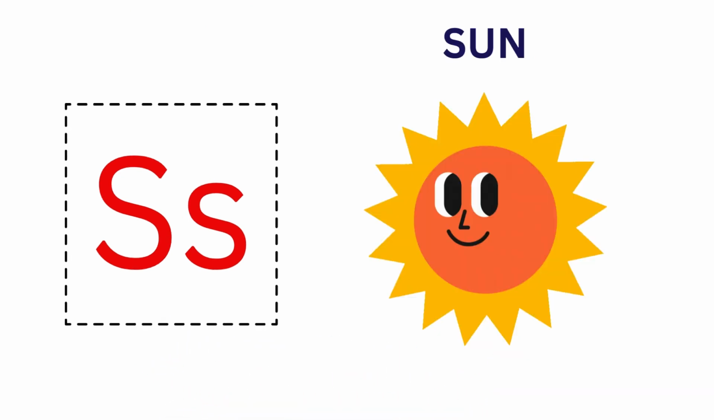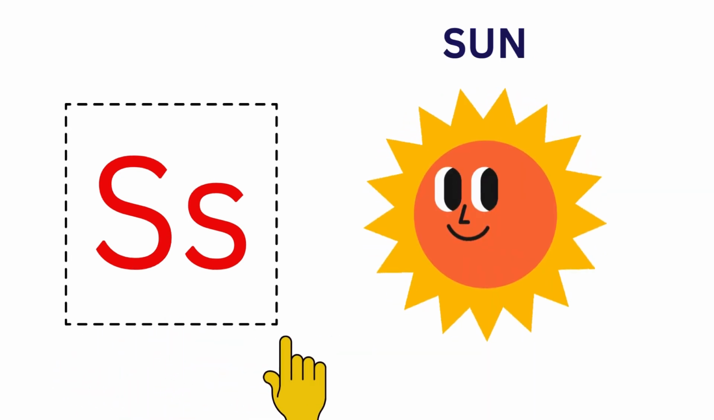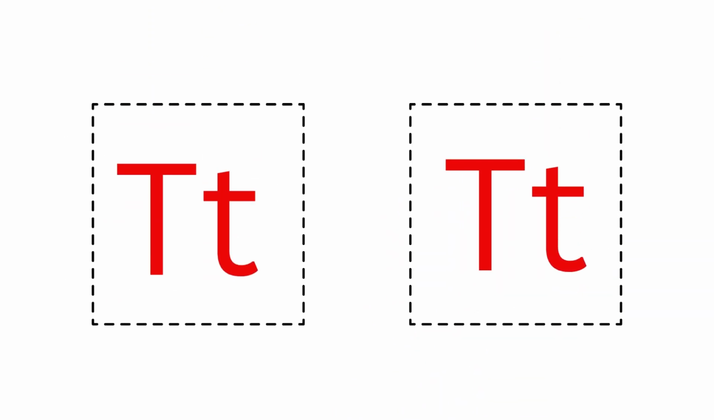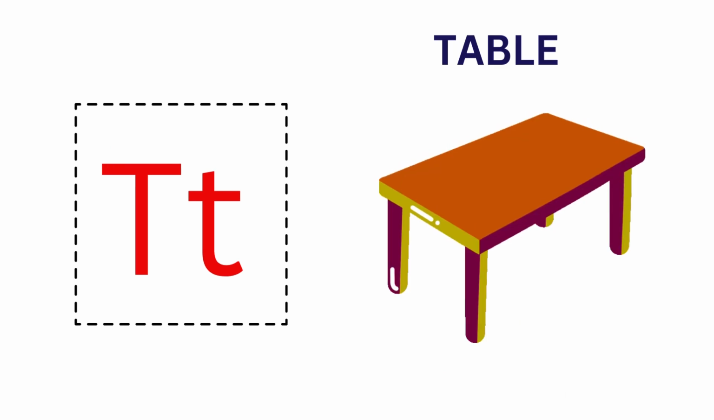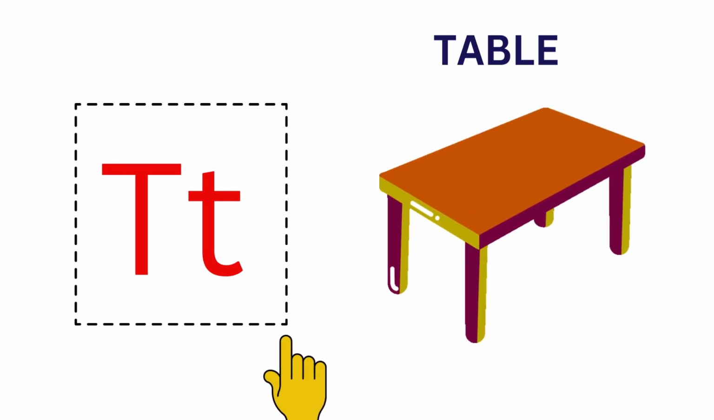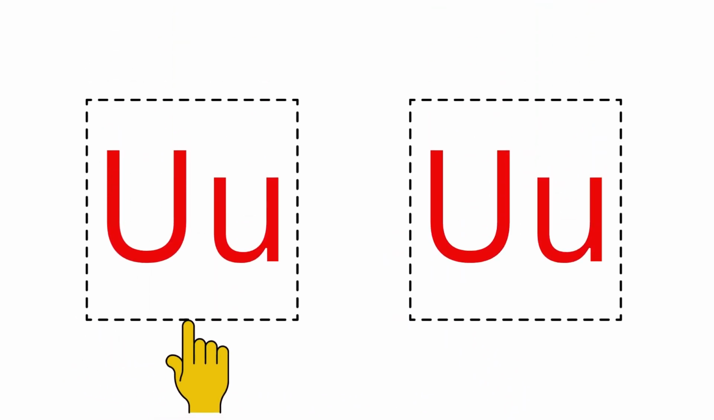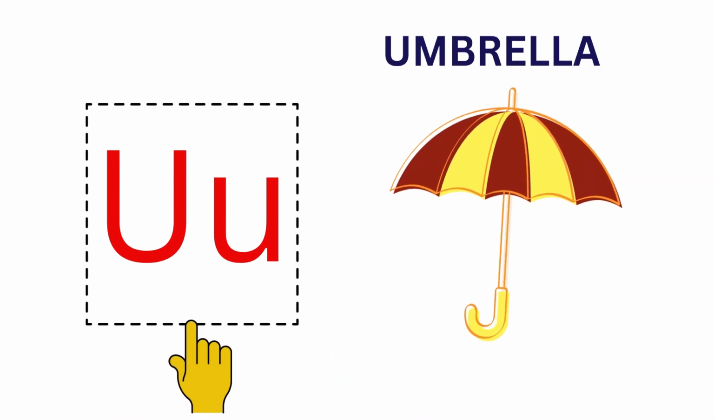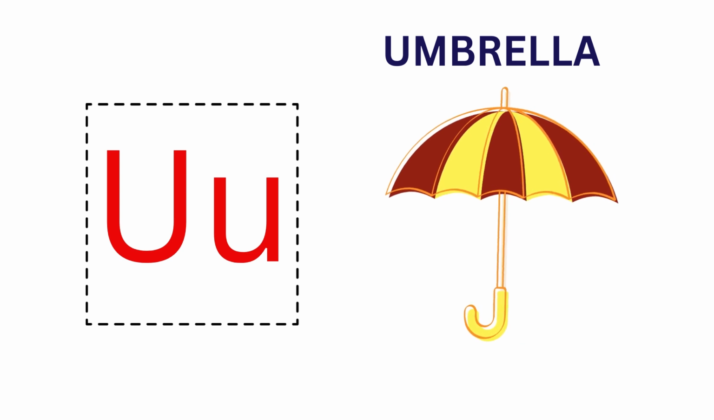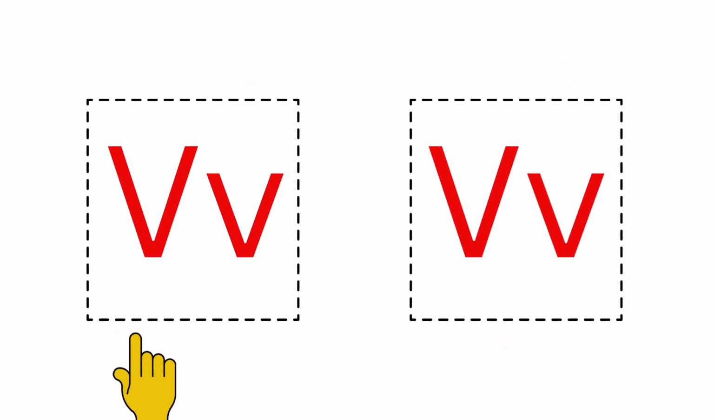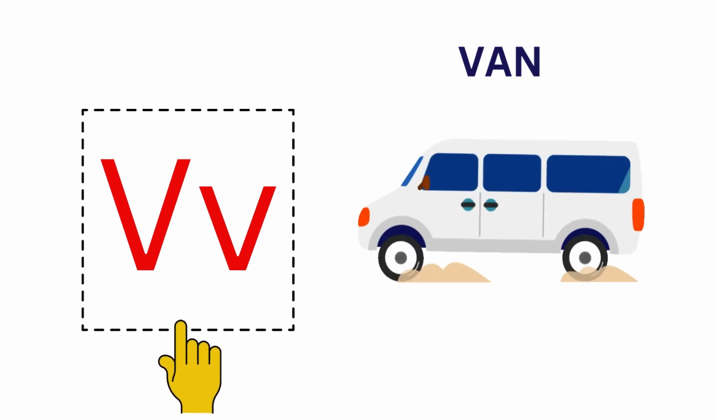S. S for sun. T. T for table. U. U for umbrella. V. V for van.